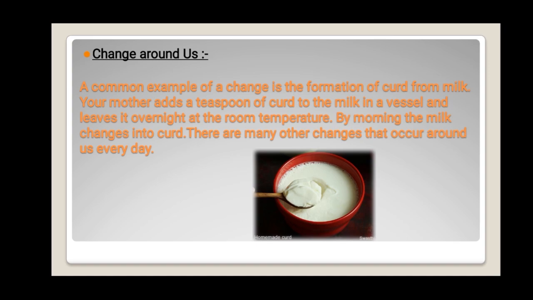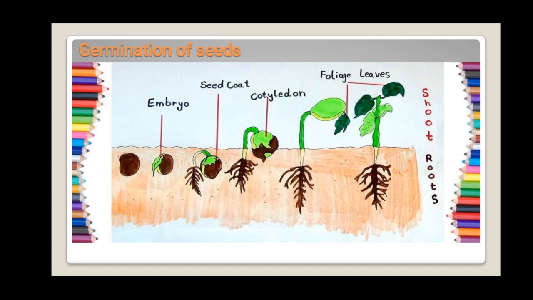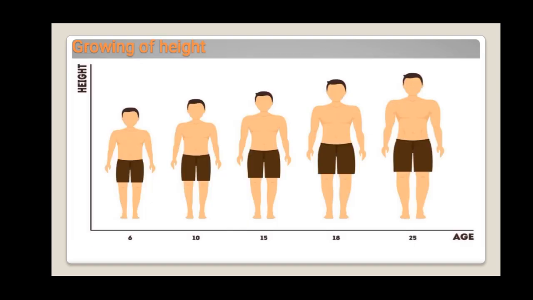One more example is germination of seeds. As we know, that is a kind of slow change. Germination of seeds is the process by which an organism grows from a seed or a similar structure. That we call germination of seed. Let's take one more example, growing of height. That is also an example of slow change.